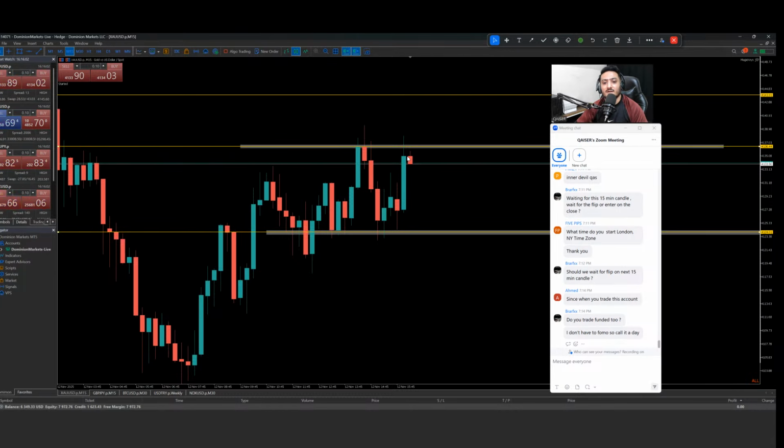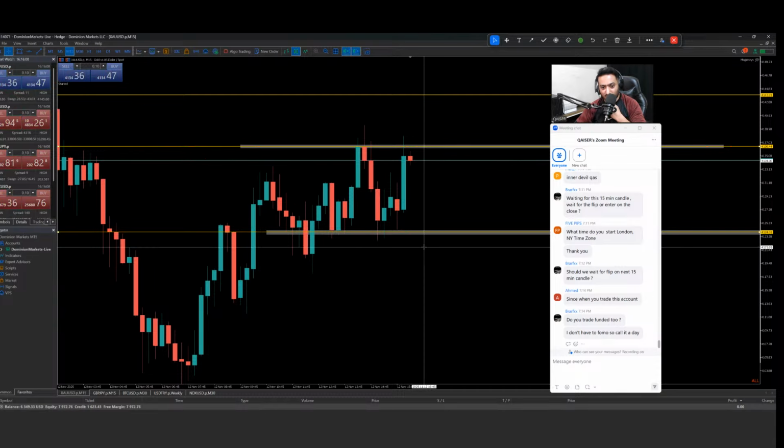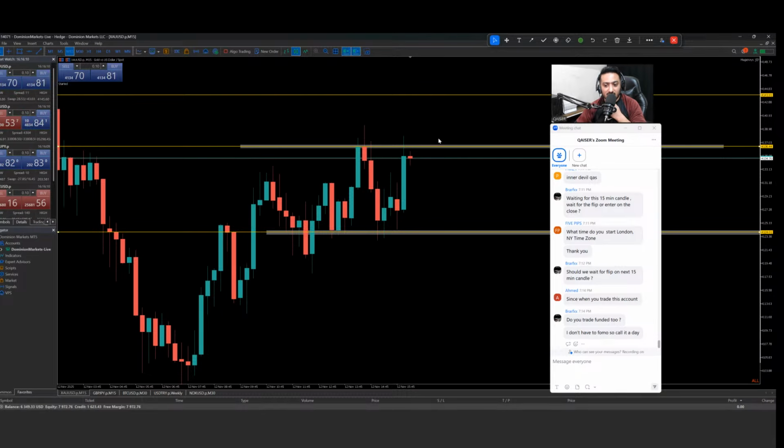Nothing yet there. Again, I would like to see a candle break above this high and close above the resistance area, or break below this support area, to go for the sells or buys. So yeah, there's nothing for me. I don't have to FOMO, so call it a day. Yeah, I'm also calling it a day. To be honest, I'm also calling it a day.